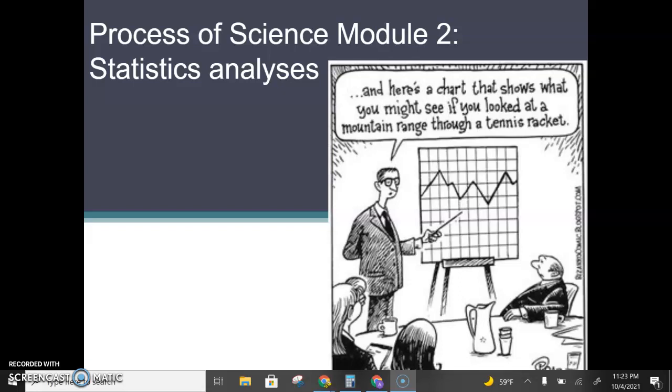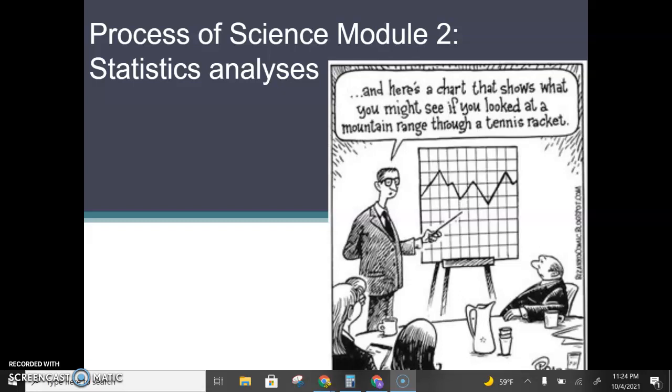This is Process of Science Module 2, and what we're going to be doing in this module is looking at some different statistical analyses that we may use occasionally throughout our course in order to better interpret and analyze the data that we've collected.